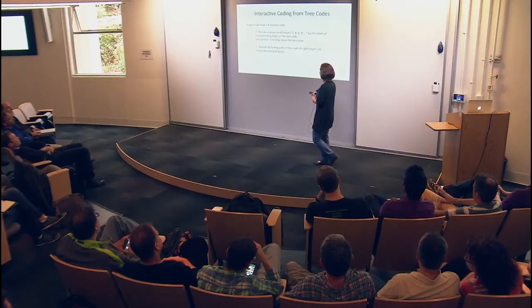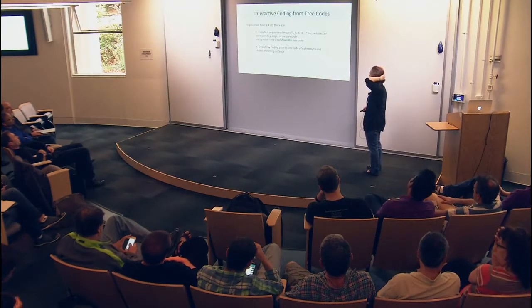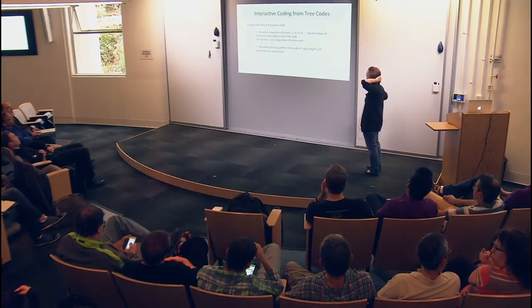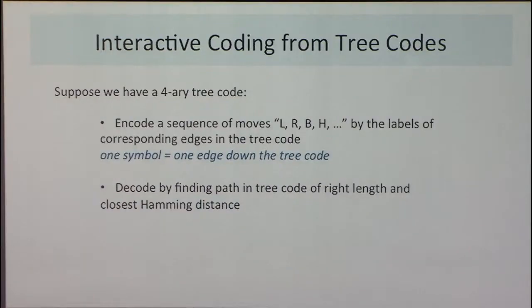Okay. So I'm sending symbols one at a time down the tree code to encode the sequence of pebble moves in the original thing. And what do I do when I receive such a symbol? Well, I keep track of the entire state, the entire sequence of symbols I've received from the other party, and I find the path in the other party's tree code of the proper length that has the closest Hamming distance, symbol by symbol, to the path that I've received so far.